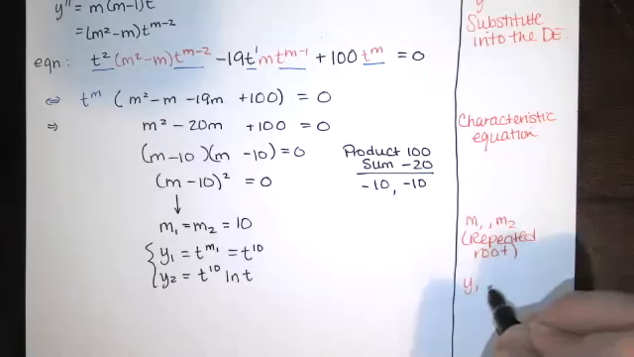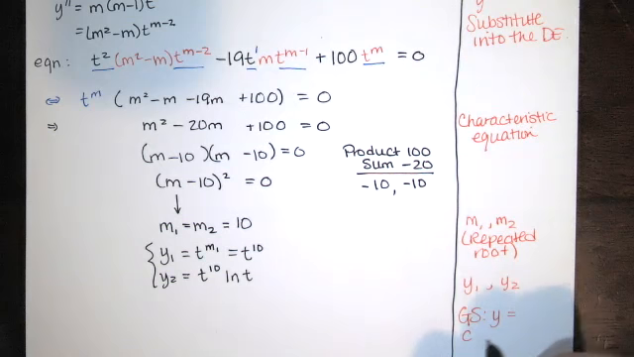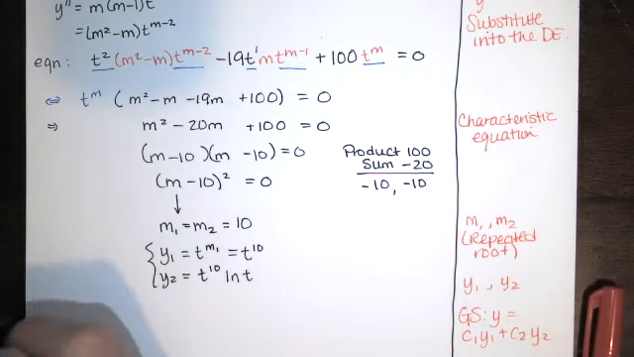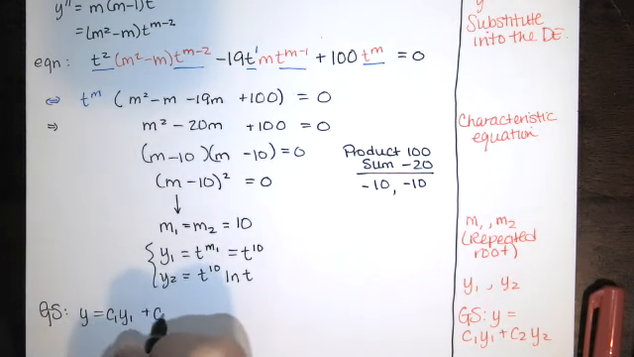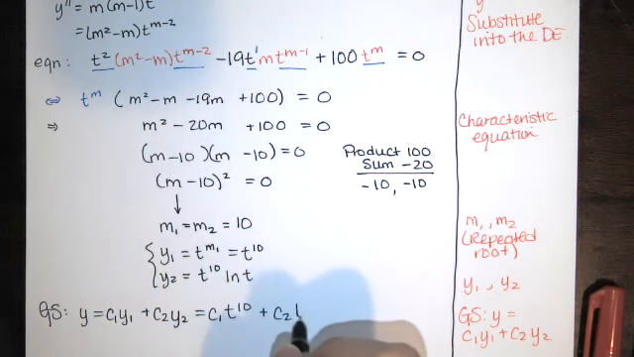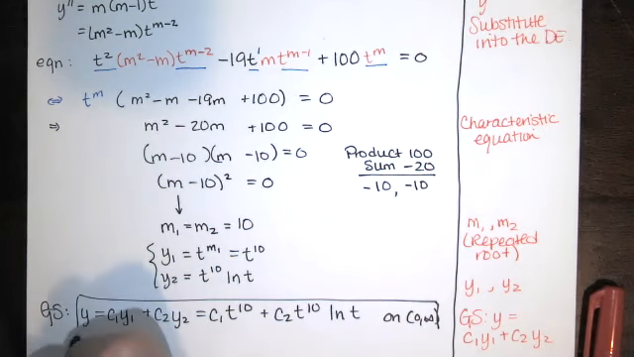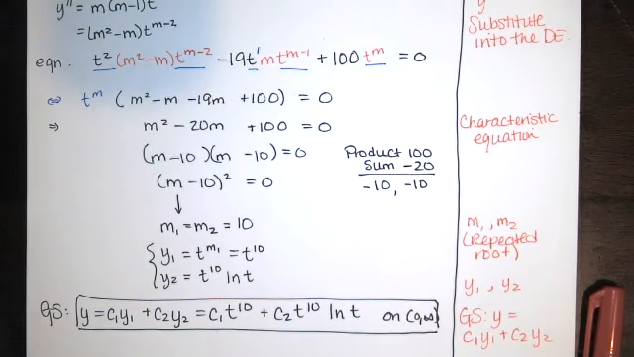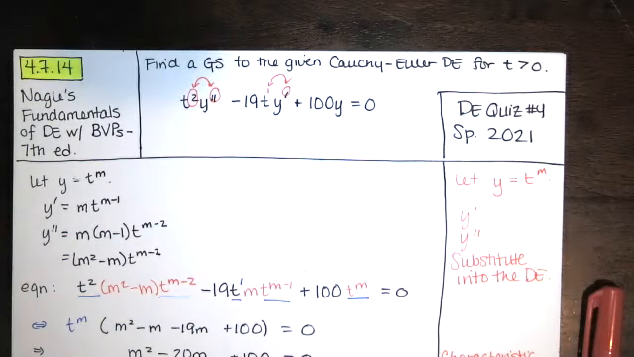And then once you have your two solutions, y1 and y2, the general solution is just y equals c1 y1 plus c2 y2. So you have c1 times t to the 10th plus c2 times t to the 10th times natural log of t, and that will work on 0 to infinity. Okay, that is how we solve that equation.